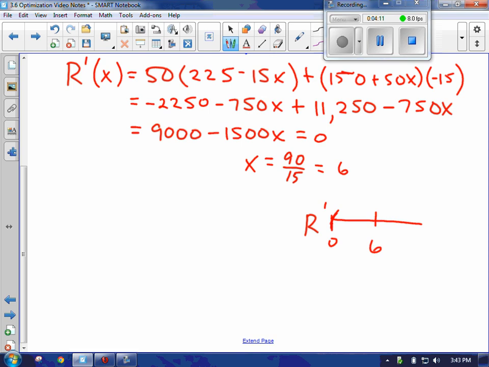You don't even need the calculator for this, 9,000 minus 1,500x is pretty easy. Before 6, at 5, it is going to be a positive value. After 6, at 7, it will be a negative value. But always keep that in mind, always double check that before you conclude. So our final statement here would be that Steve needs to offer 6 $15 rebates in order to maximize his revenue.